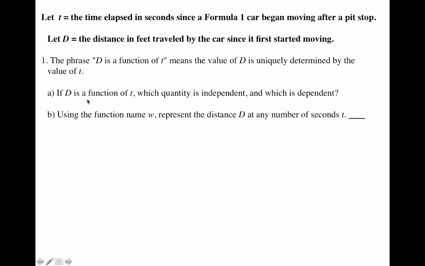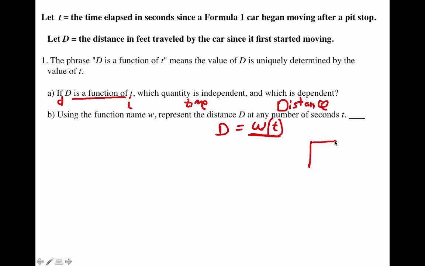Here are the answers. When you say the phrase d is a function of, or is dependent on, or with respect to, then that says the one that comes after that is the independent quantity. So this is time, and which one is dependent? This is the distance. All right, if we want a function name to represent the distance d at any number of seconds t, then w is the function that will take t in and will spit out w of t, which represents the distance. You want to think about a function machine? It takes in t, and it spits out w of t, which represents the distance.